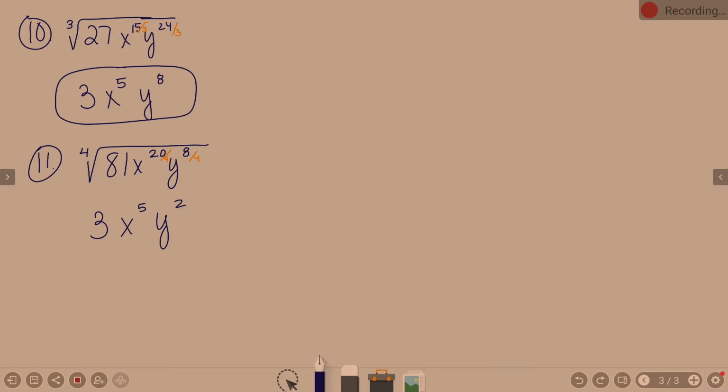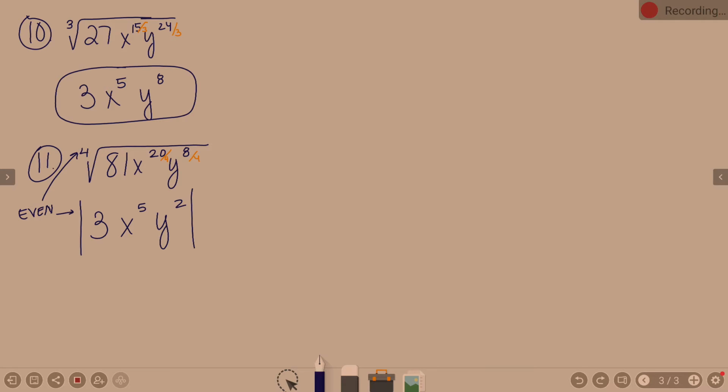Now, do I need to consider absolute value this time? And the answer is yes, I do. Because 4 is even, do you remember me doing this in the notes? I need to consider absolute value. 3 was odd, no absolute value. 4th root, that's even, we need to consider absolute value.